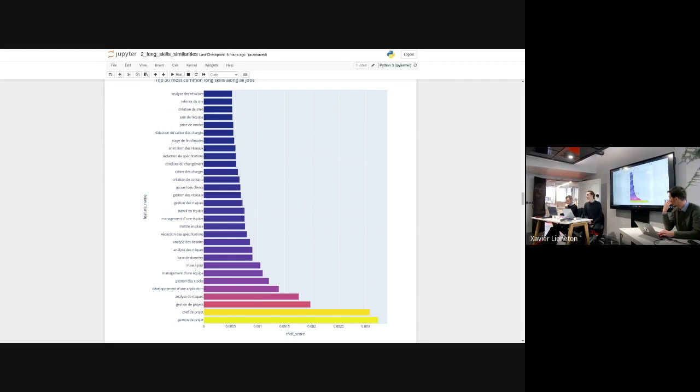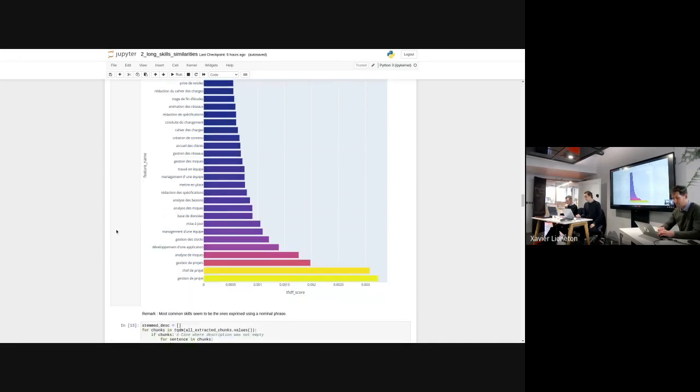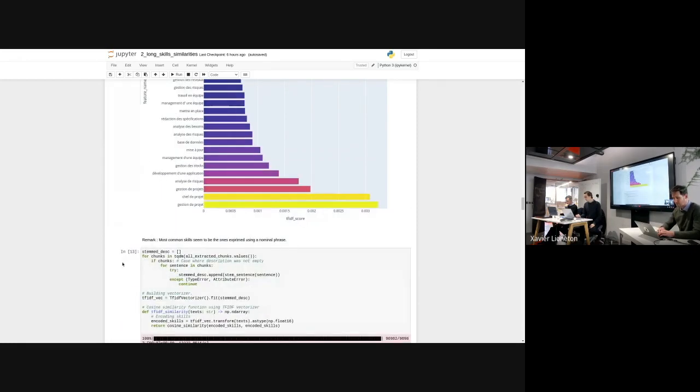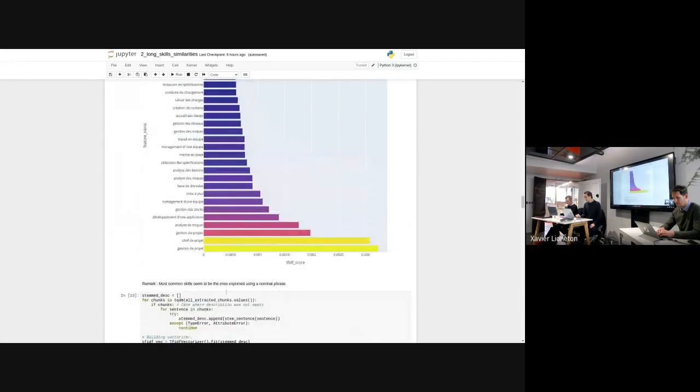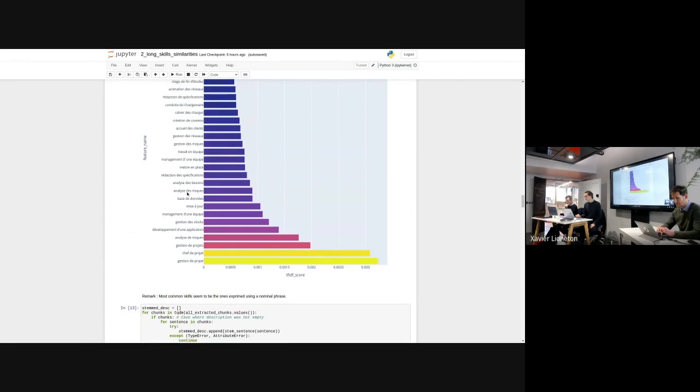I think most of them are good indicators of whether a candidate would match an offer or not. They could be used for this purpose. And we remarked that most of the skills are expressed in nominal form, so they start with a noun, they don't start with a verb. All of these skills here are the most common ones.